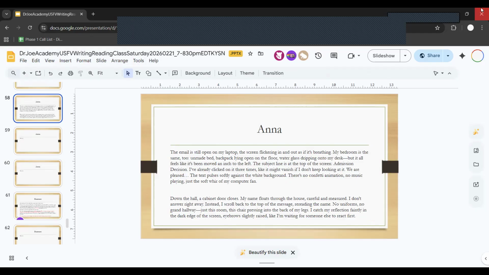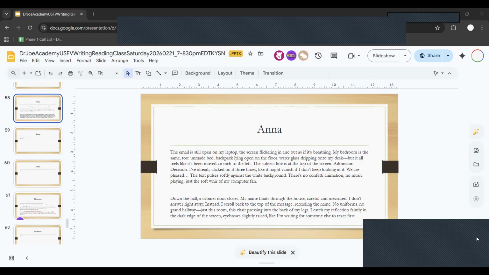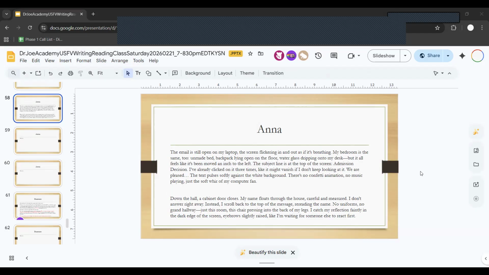The email is still open on my laptop, the screen flickering in and out as if it's breathing. My bedroom is the same too. Unmade bed, backpack lying open on the floor, water glass dripping onto my desk. But it all feels like it's been moved an inch to the left. The subject line is at the top of the screen, admits indecision. I've already clicked on it 3 times, like it might vanish if I don't keep looking at it.